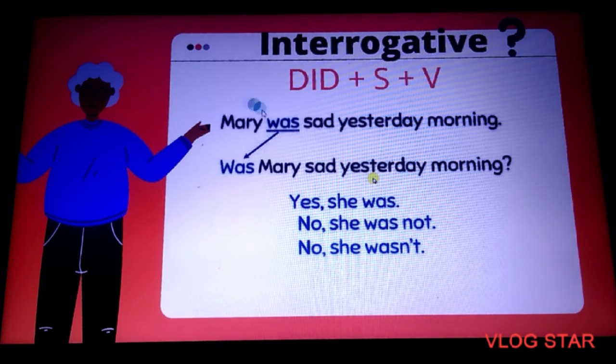At first, it was the subject, Mary, then the verb, irregular or regular. But in the question form, the first one is the regular or irregular verb, and then the subject, and then something. Yes, she was. No, she was not. No, she wasn't. It is the same with did. Did plus subject plus verb, and the verb stays the same, without any changes, without ed. It wouldn't be regular or irregular, because did here is the strongest one. It is the main here. Did plus subject plus verb.